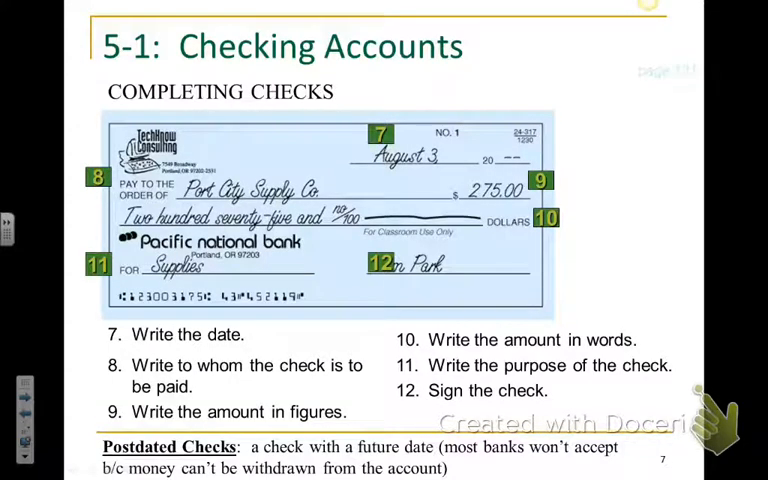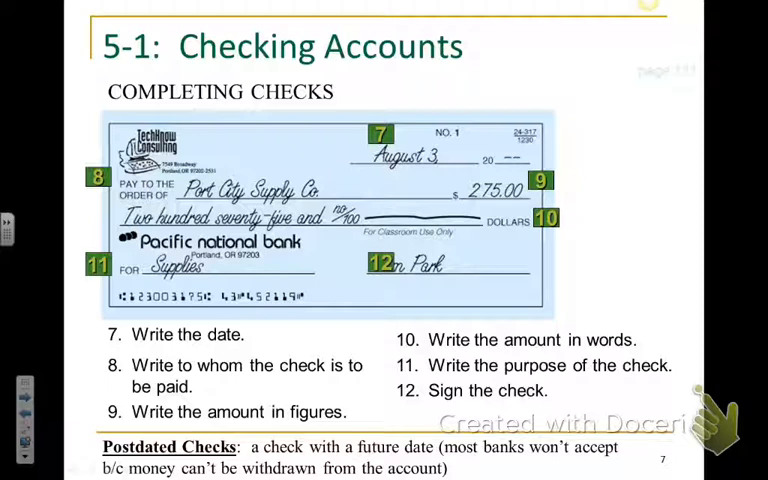And then a little note here, post-dated checks. Post-dated checks are a check with a future date on them. Most banks won't actually accept any post-dated checks because the money can't be withdrawn from the account until that date. So for instance, here, this check is written on August 3rd. If we didn't have funds in our account and we wanted to write this check out so that the party, Port City, couldn't cash it until August 5th, we could write the date August 5th on here.